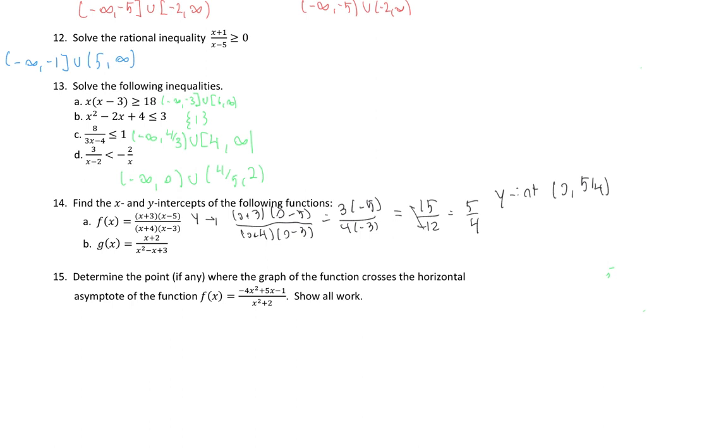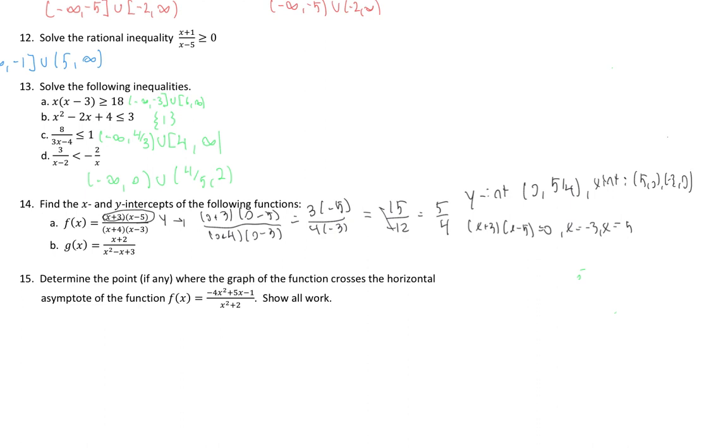For my x-intercept, what we're going to do is take the top and set that equal to 0. So we'll figure out x plus 3 times x minus 5 equals 0. And you'll find that you'll get x equals -3, x equals 5. So my x-intercepts are 5, 0, and -3, 0. And that's it for part A on that one. So I'll go and rewrite this.